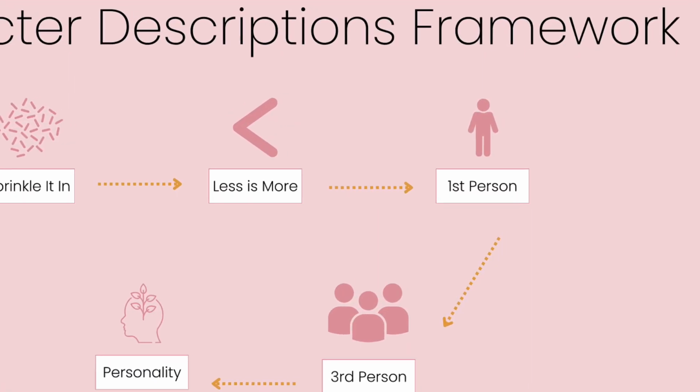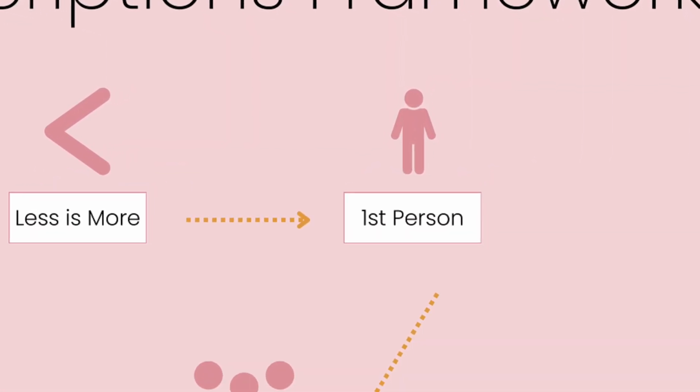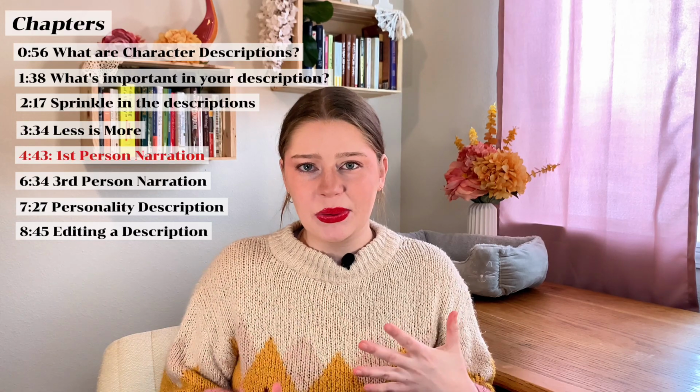I also want to talk a bit about how to describe your characters based on who your narrator is. If you're writing a story in first person, then the way that your readers see this world is going to be filtered through that character's eyes, through a lens of their own. So anytime that you're describing characters, we're seeing them as your main character would see them.